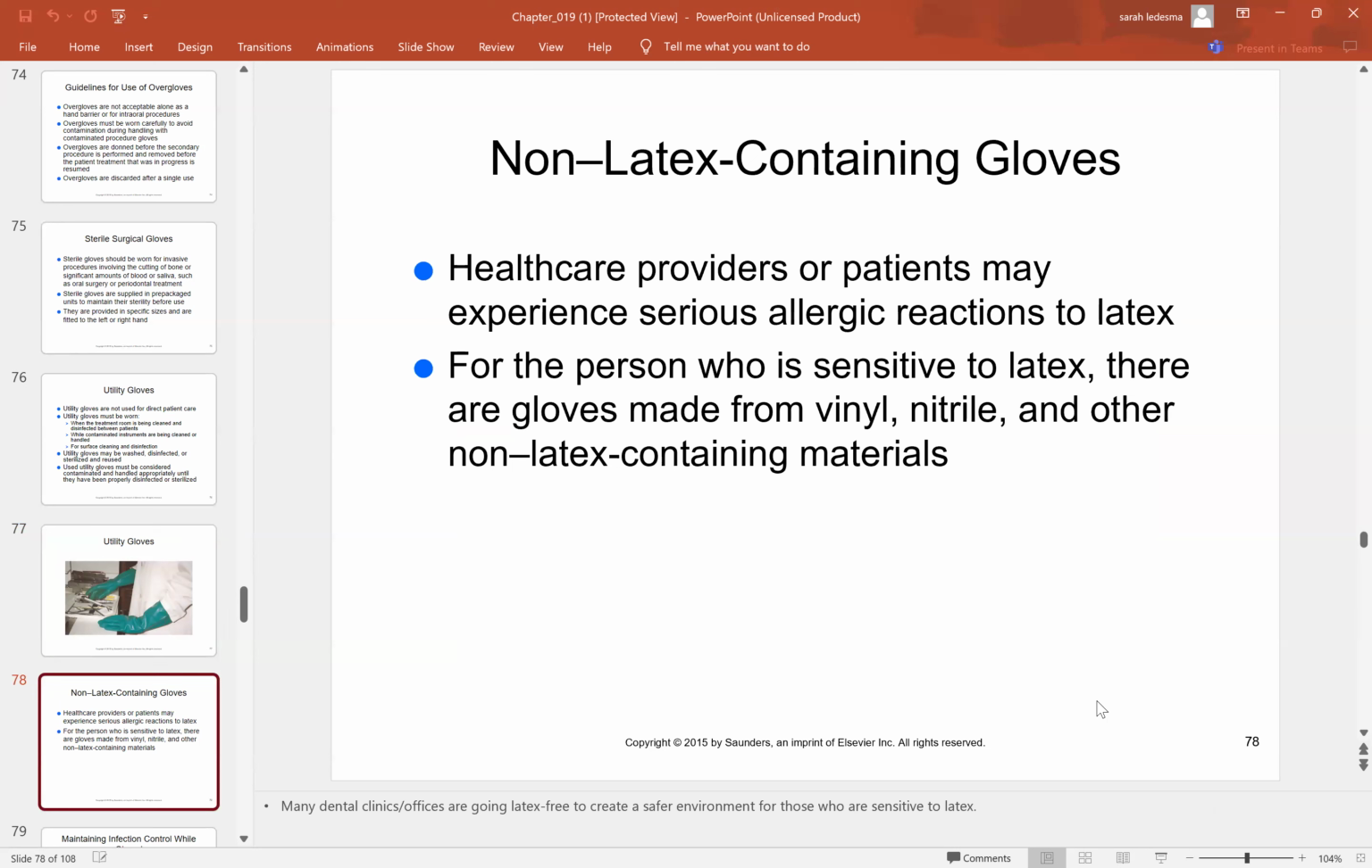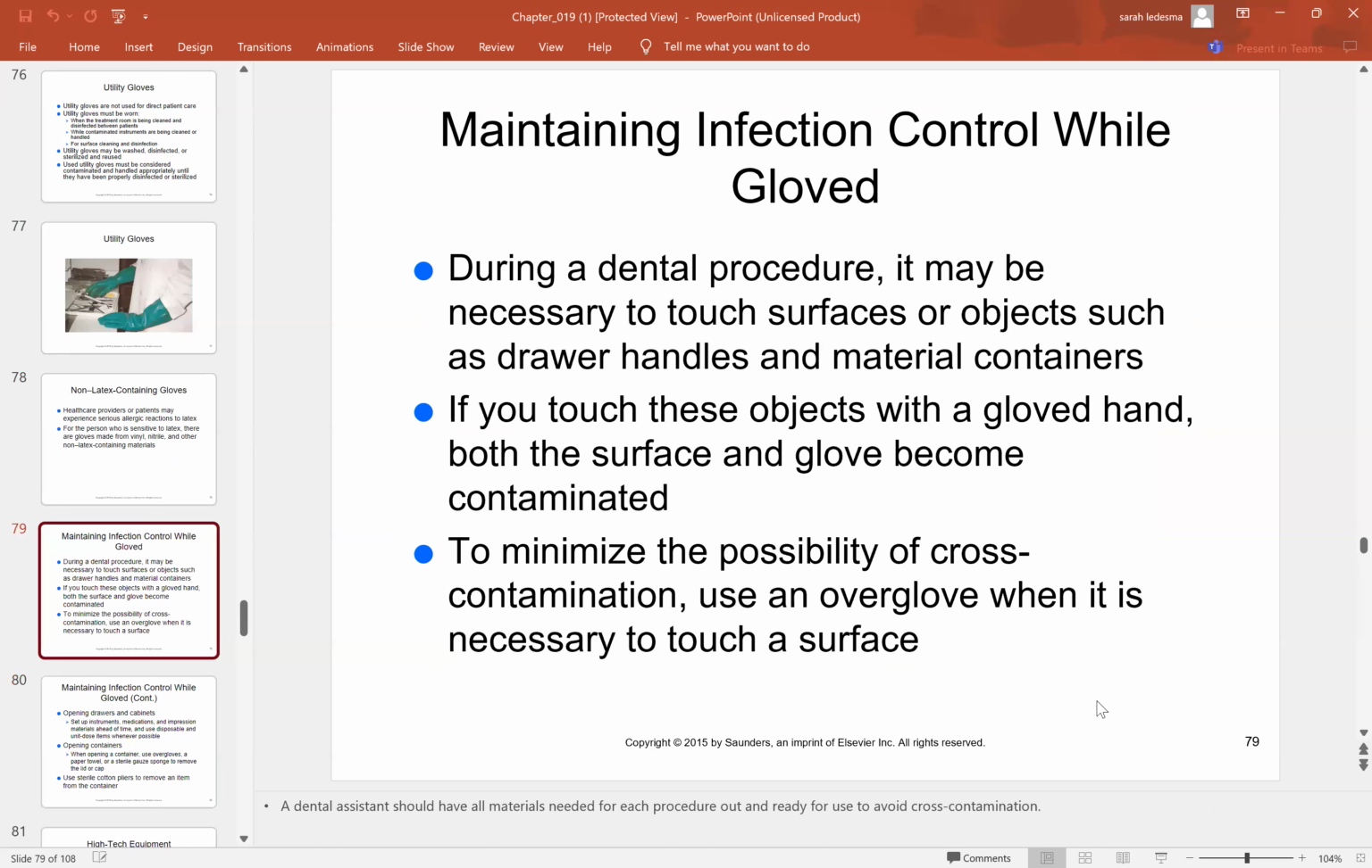Non-latex gloves. Healthcare providers or patients may experience serious allergic reactions to latex. For the person who is sensitive to latex, there are gloves made from vinyl, nitrile, or other non-latex materials.